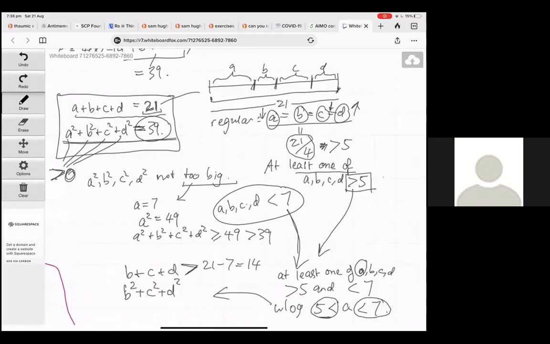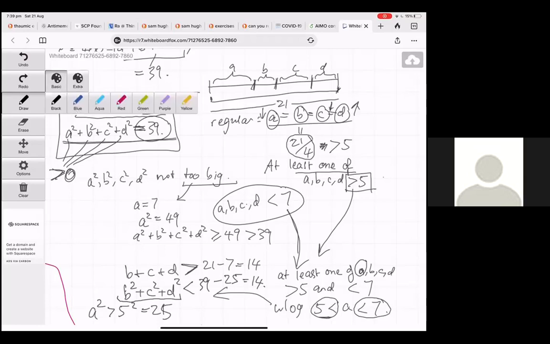So that means that if a squared is bigger than 5 squared, which is 25, then b squared plus c squared plus d squared has to be less than 39 minus 25, which is 14. Okay, so I think you can probably immediately see that this is unlikely to work out, because these have to be small enough to get 14 as the sum of squares, and yet they're supposed to add up to 14.